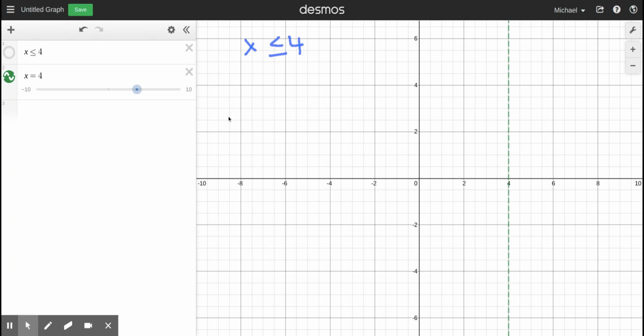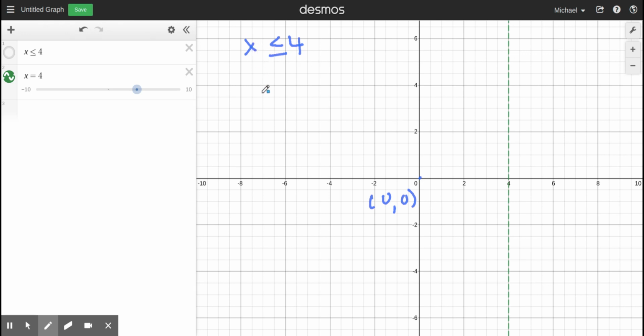Okay, so now let's test and see which side we are going to shade. Are we going to shade on the left side or the right side? So let's pick a test point. You can pick any point you want just so long as it's not on the line itself. I always like 0, 0. I always go for that one because zeros are easy to plug in. So I'm going to try 0, 0.